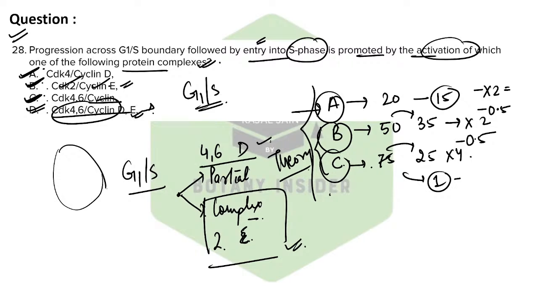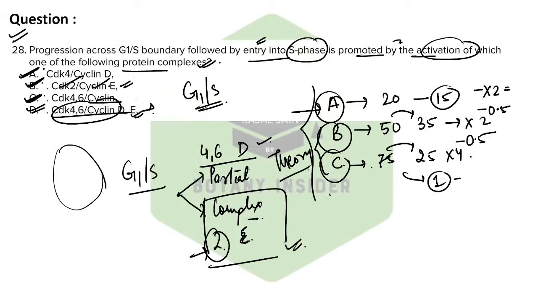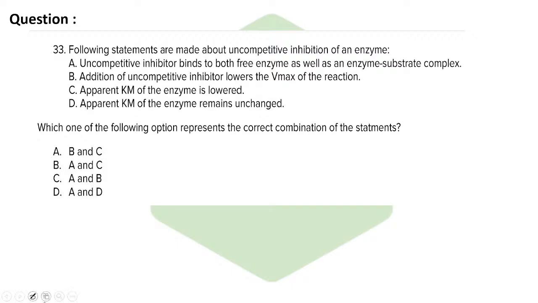Because CDK4, 6 and cyclin D, yes, they are there, but if by chance our CDK2 does not get activated, there are chances that the promotion into the S phase will not be done. So B will be the correct answer for this question, right? So remember about this. Second is the correct answer for this. I hope it's clear. One more question. Let's see. Very good, Anjali.